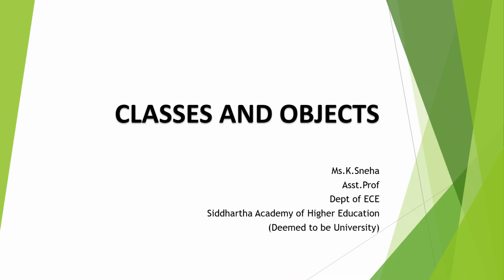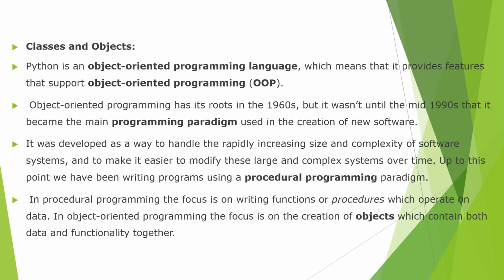Let us discuss classes and objects. In Python, as Python is an object oriented programming language, it provides features that support object oriented programming. It has its roots in the 1960s, but it wasn't until the mid 1990s that it became the main programming approach used in the creation of new software.